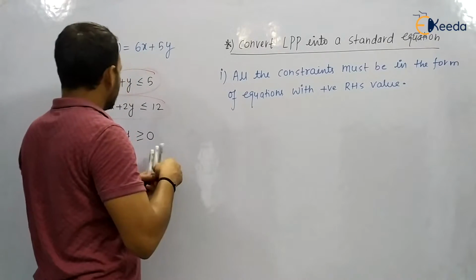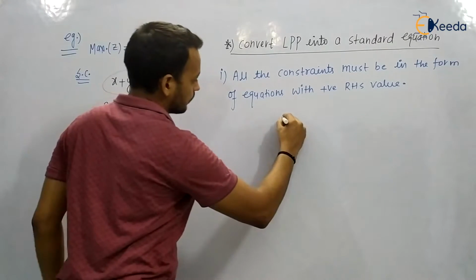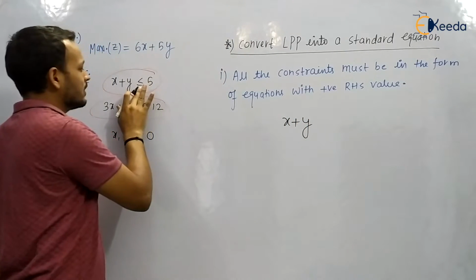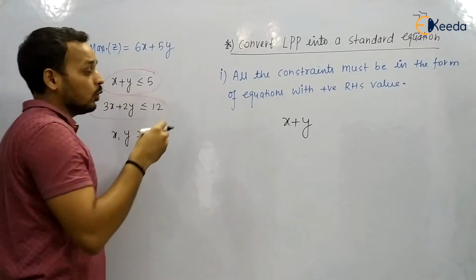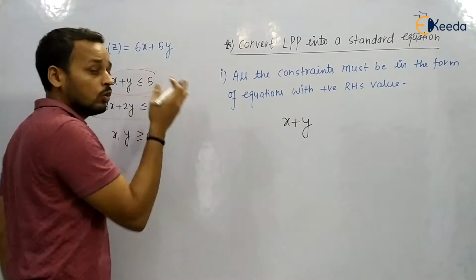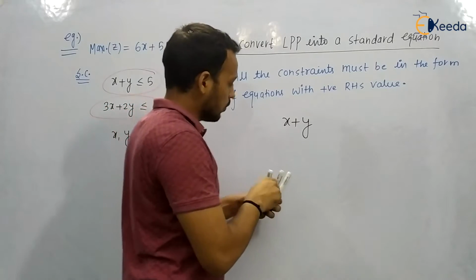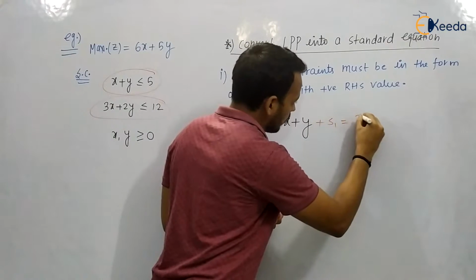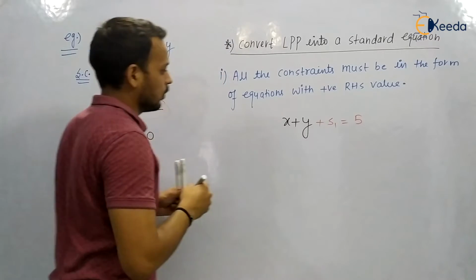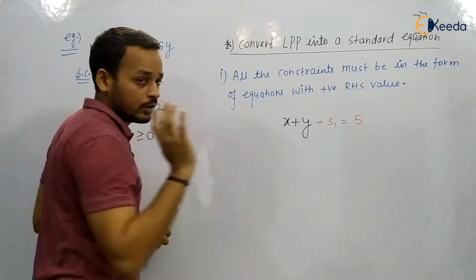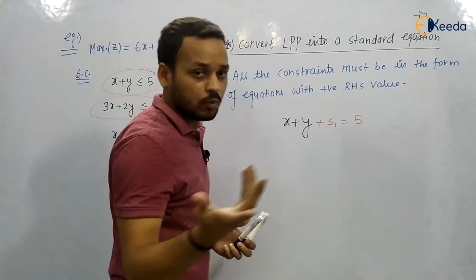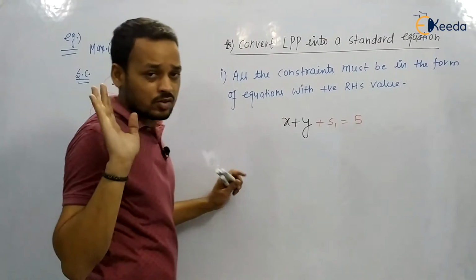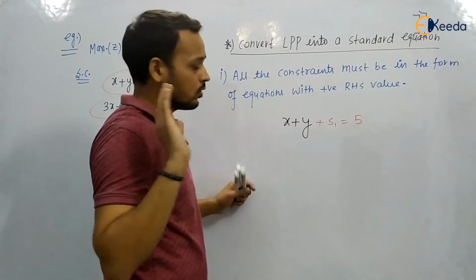The first constraint is x plus y less than or equal to 5. It means it is less than 5, so we have to add something so that it can be equal to 5. Suppose we add a variable s1. Now it is equal to 5, so it is converted into an equation, and the RHS value is positive. If the RHS value is negative, then multiply by minus 1.